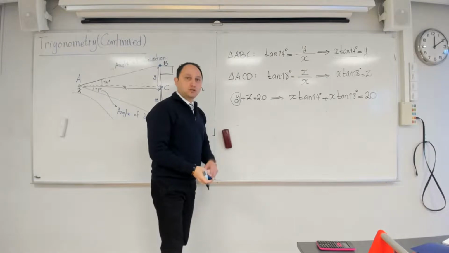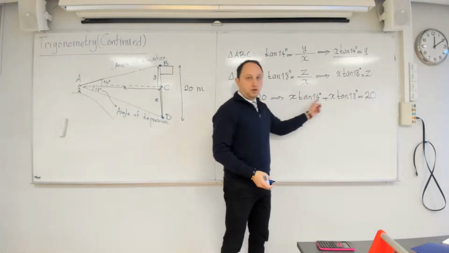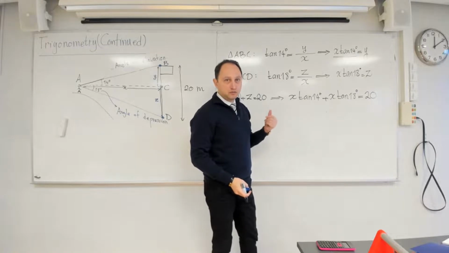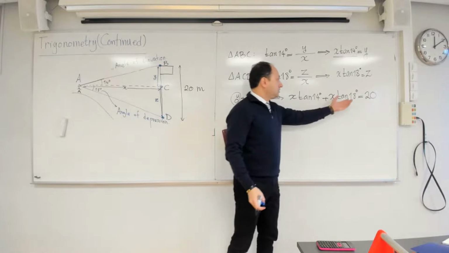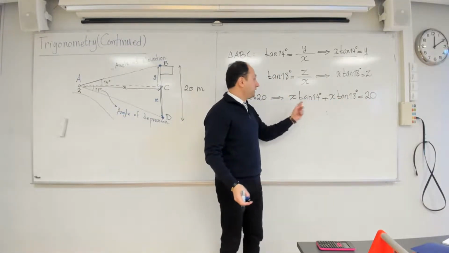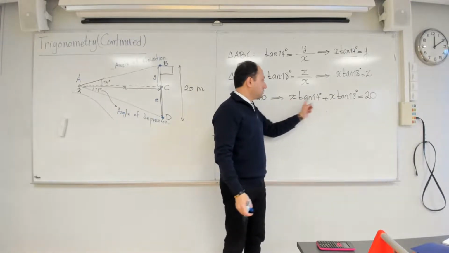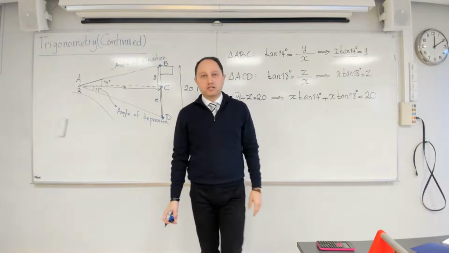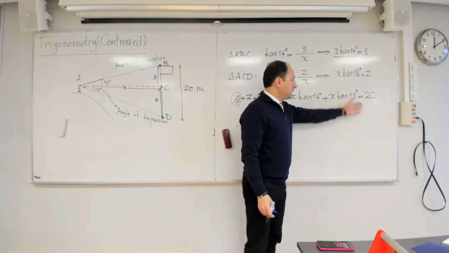Now let me ask you the question again. How many unknowns are involved in this new equation? You see, tangent 14 is a number, tangent 18 is a number, 20 is also a number. We know about them. For example, for these two, I can put them in the calculator. So the only unknown left for me is just x. Okay, how can I deal with this equation now?